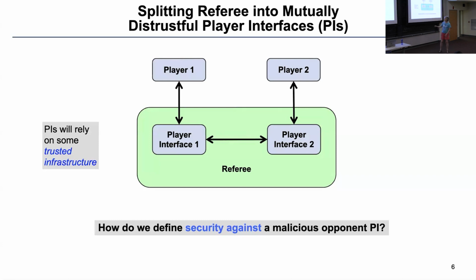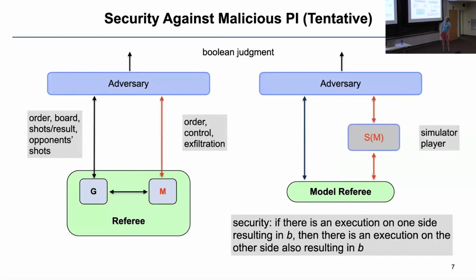But we're trying to think, well, suppose one of them deviates from the protocol, does something it shouldn't be doing, tries to learn more from the protocol than it should be able to learn, then how can we define when, from the other player interface's point of view, the honest one, that they're still secure? And that's where we reached into the real ideal paradigm as a way of trying to get a handle on that. So this is the real world, this is the ideal world.